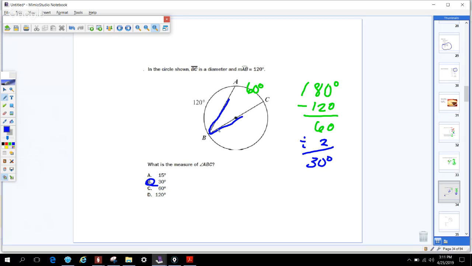180 minus the 120 arc that we know. That left me 60 degrees left. And then I did divided by 2 to get the 30. Rewatch the video, I got you.